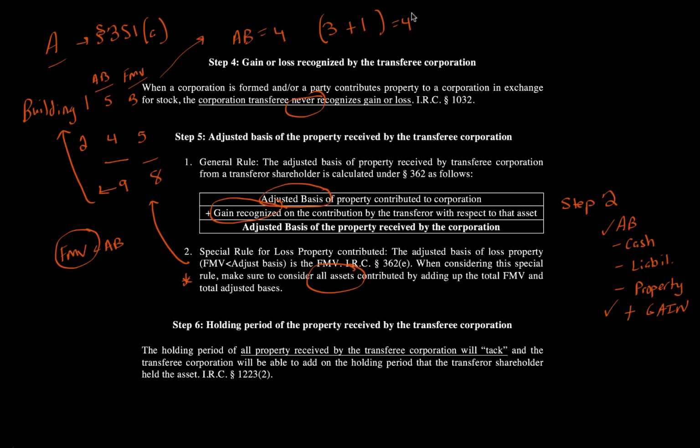Finally, in step 6, we consider the holding period of all property received by the transferee corporation from the transferors. Now, it's important to note that all property is tacked. Consider step 3. Tacking means that you get to add on however long the previous owner, which is the shareholder, held on to this. This concludes the 6-step approach with respect to corporate formation and contribution checklists.